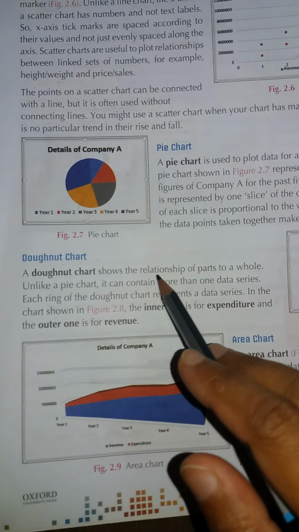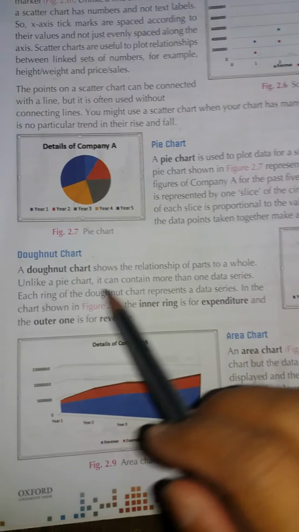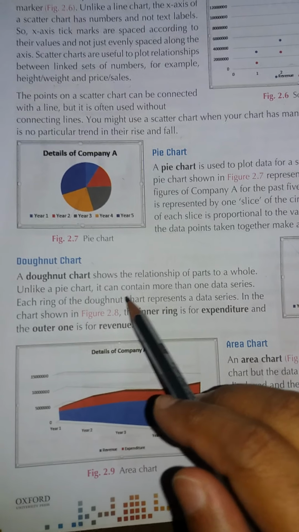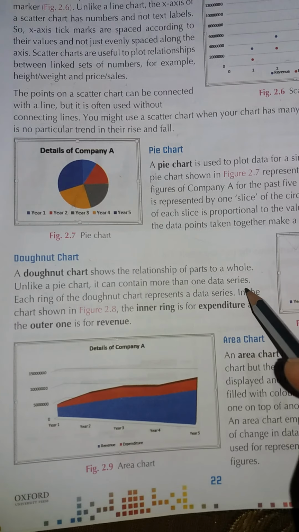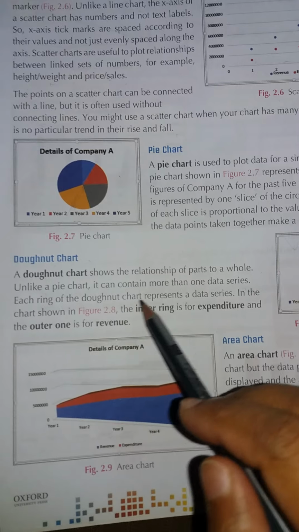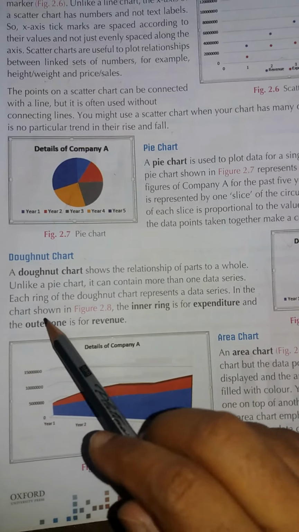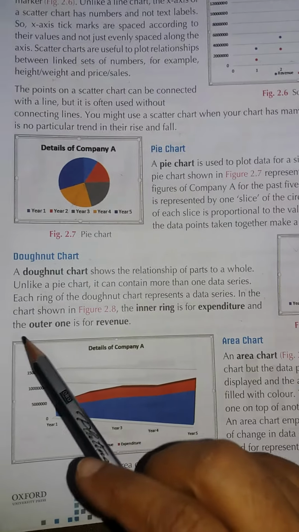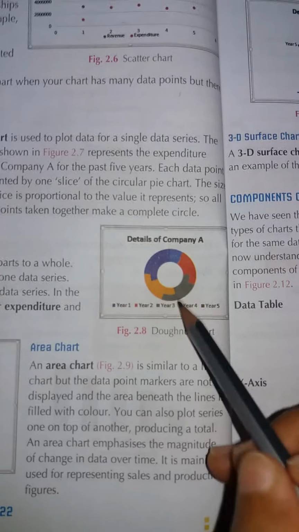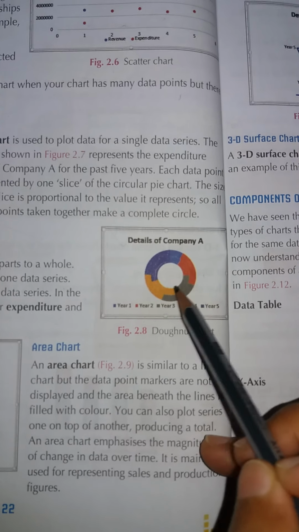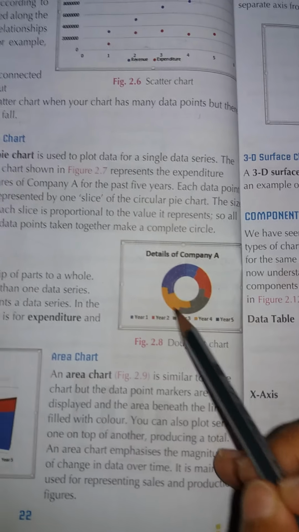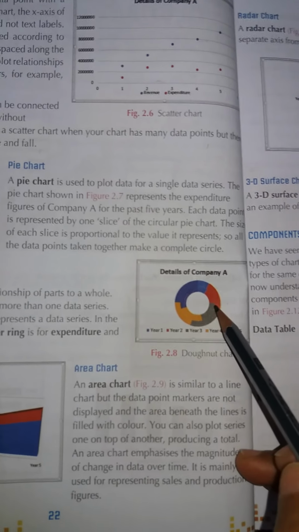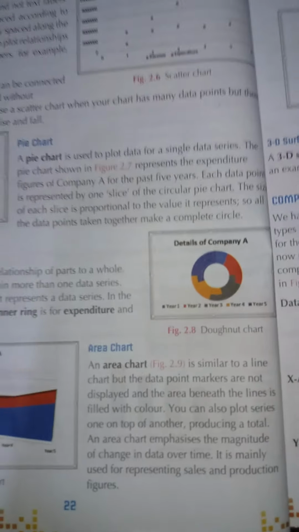Donut chart. A donut chart shows the relationship of parts to a whole. Unlike a pie chart, it can contain more than one data series. Each ring of the donut chart represents a data series. In the chart shown in figure 2.8, the inner ring is for expenditure and the outer ring is for revenue. This is donut chart. Understand? There are two rings.